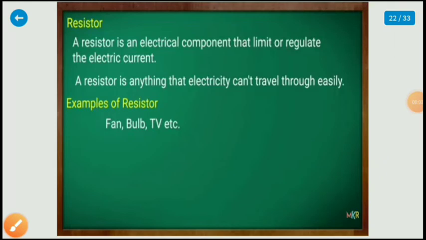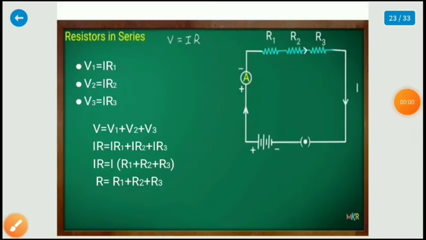So what is a resistor here? A resistor is an electrical component that limits or regulates the electric current. A resistor is anything that electricity can't travel through easily. Examples of resistors are fan, bulb, TV, etc. that we use on a regular basis.